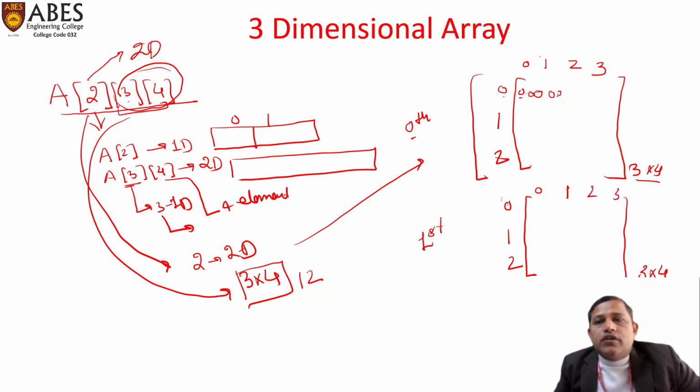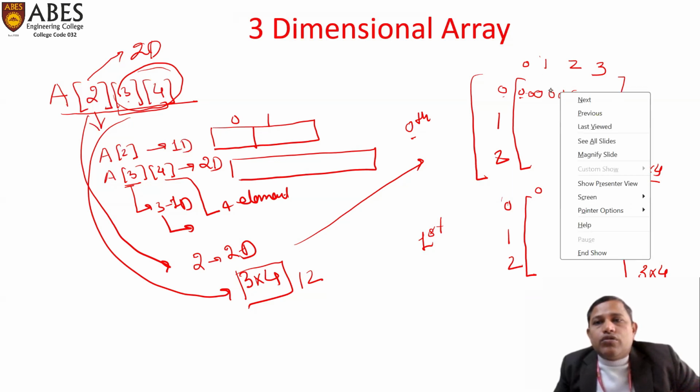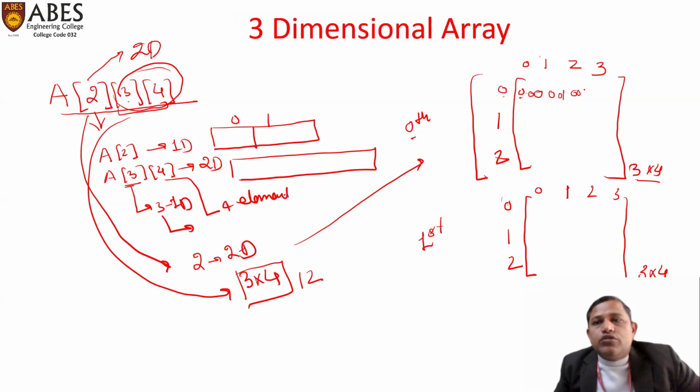So the indexes are 0 0 0, 0 0 1, 0 0 2, 0 0 3, then 0 1 0, 0 1 1, 0 1 2, 0 1 3, then 0 2 0, 0 2 1, 0 2 2, and 0 2 3.